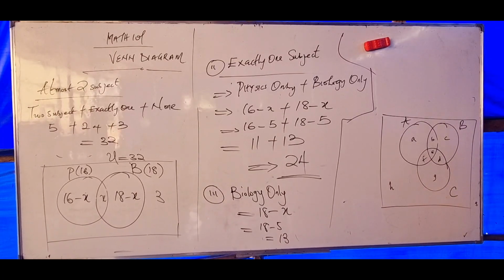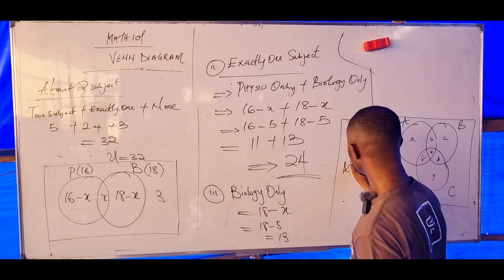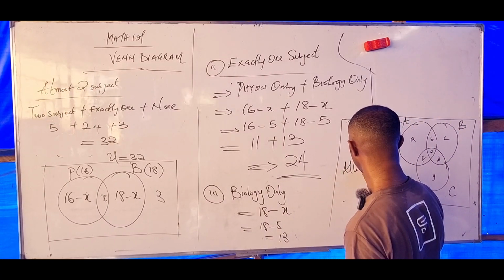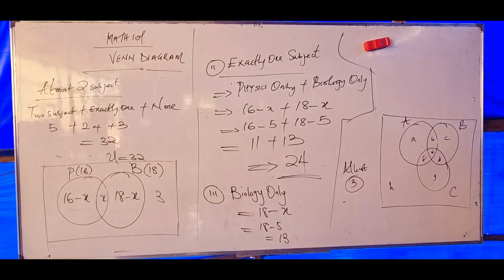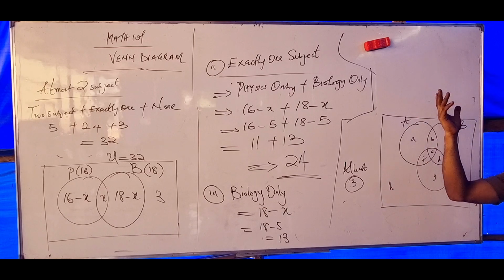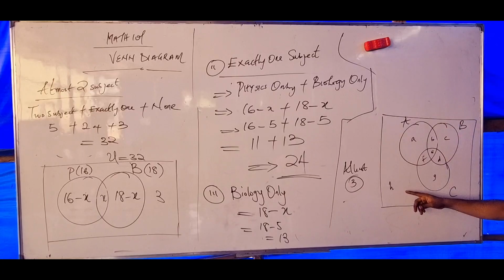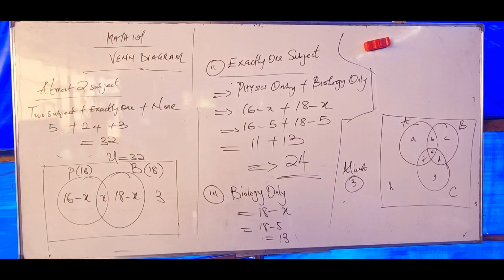What of at least 3? Only E. Why is it E? We don't have anything greater than 3. At least means I'm going up now. So at least 3 means just only E. What about at least 4? 0. Why is it 0? We only have 3 subsets. Is that okay now?